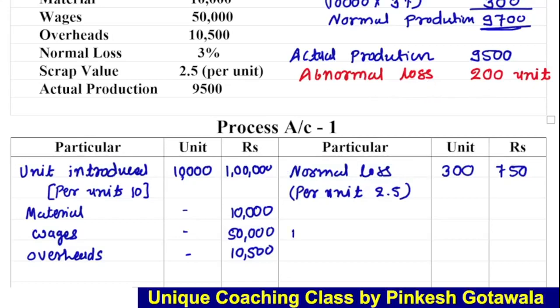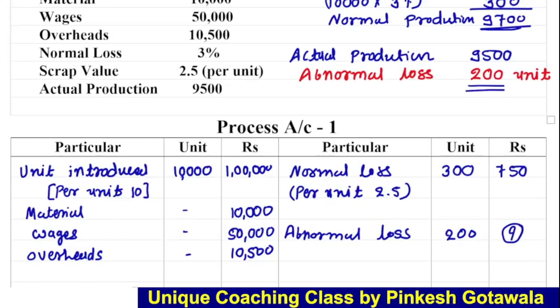Clear? So abnormal loss will be on the credit side. Okay, how many units? 200 units. Now here the most important point is its value. That is the important point in case of abnormal loss. To find out how much abnormal loss, 200 units, it is very simple, but finding out its amount, that is the important part.